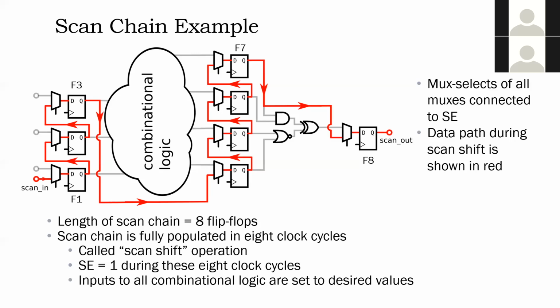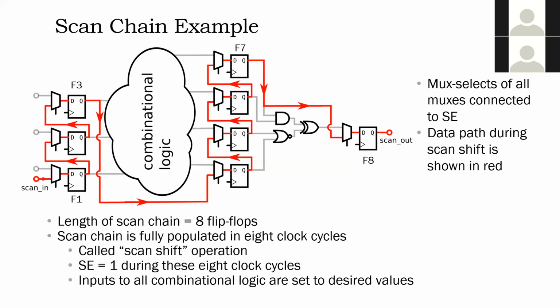Because once I have known values in all the flip-flops, those flip-flops are driving data through the combinational logic, and I know what data to expect. I know what to expect at the output of the combinational logic based on the values I put into the input flip-flops. That value will be captured by a flip-flop in the scan chain, and then I take those values out through scan out.